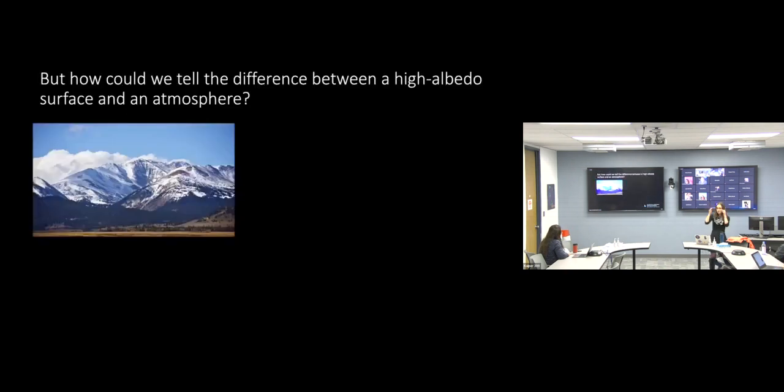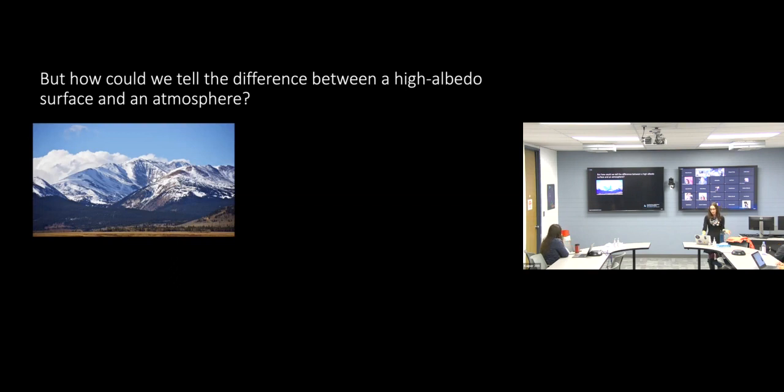But one complication to this is that I said one of the things that can cool down the day side is having a high albedo atmosphere, high albedo clouds that reflect away light and cool down your planet. And you could get a similar cooling effect by having a very high albedo surface. So how could we tell the difference between a high albedo surface and an atmosphere? On Earth, of course, we know of a lot of high albedo surfaces that we could easily confuse with reflective clouds in the atmosphere if we were looking at our planet from very far away.